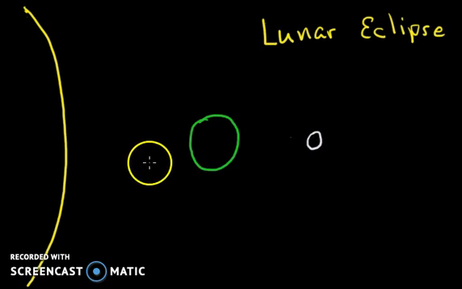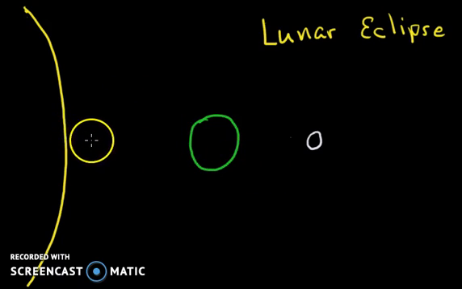Alright, so here we have, again, the Sun, the Earth, and the Moon all lined up perfectly on the same plane. This doesn't happen very often because sometimes the Moon's up here, sometimes the Moon would be down here, because the Moon's orbit is on a tilt as it spins around the Earth.